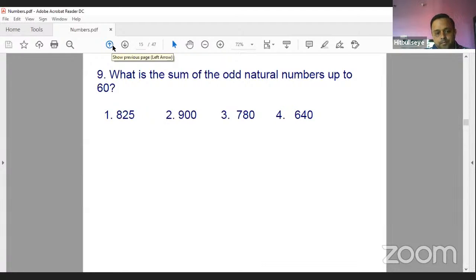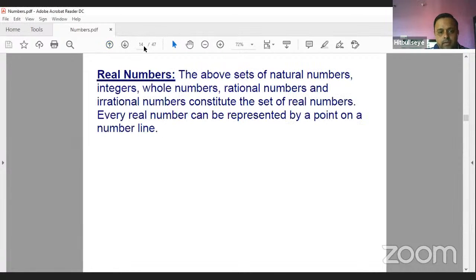Okay, just write down some of the results. Sum of first n natural numbers. Can you tell me what will be the sum for this? First n means starting from 1. The formula to get this is n into n plus 1 by 2.